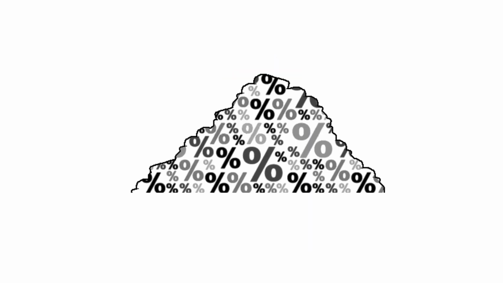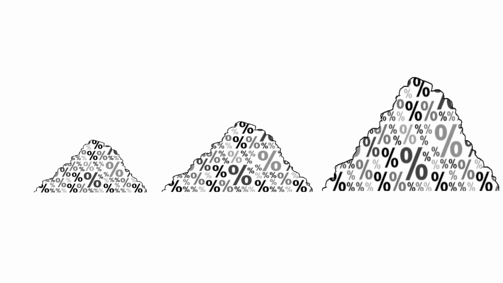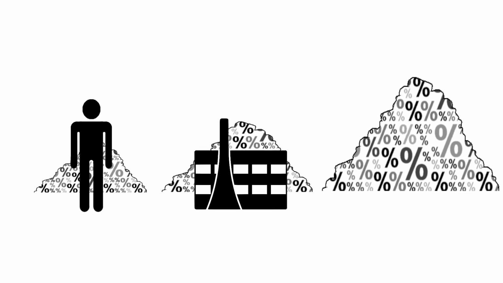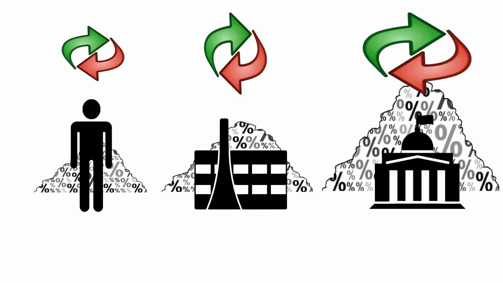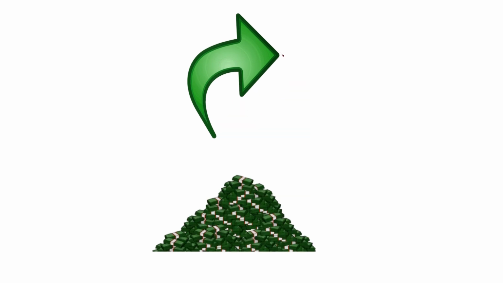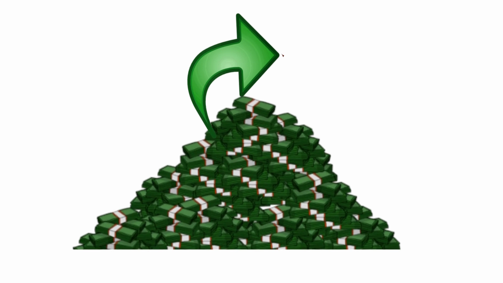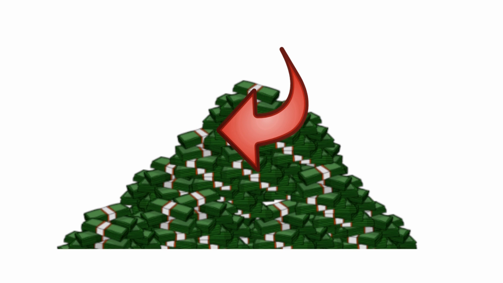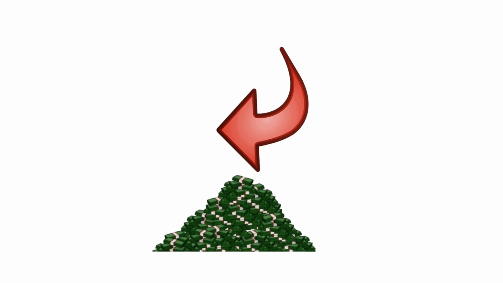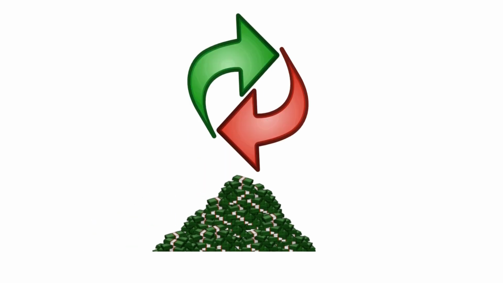The debt is accumulated by three different actors: the people, the businesses, and the government. And each one has a different cycle. Every cycle has two parts: a period of growth, where one tries to make more money to pay back the debt, and a period of collapse to reset the system and start all over again.